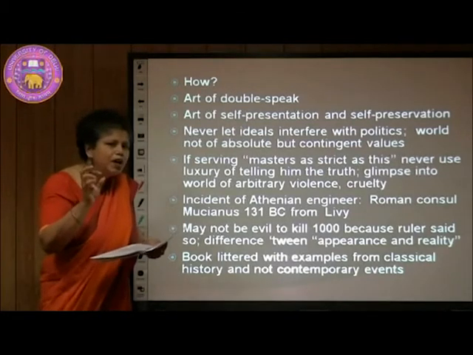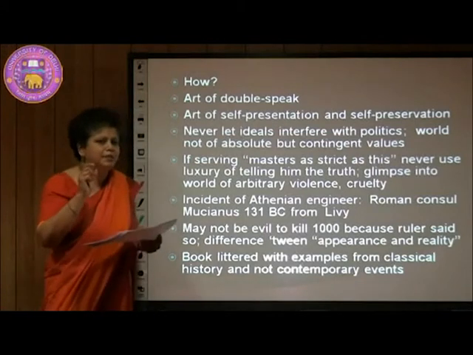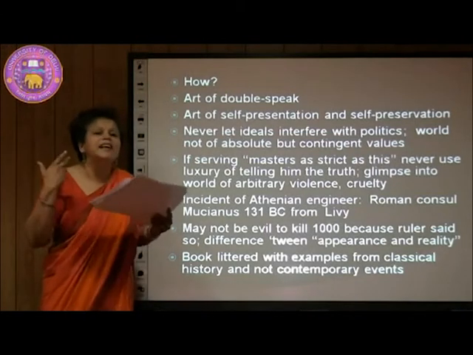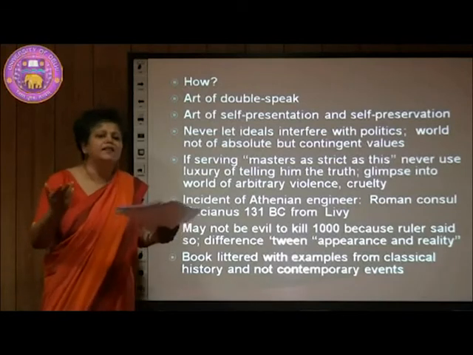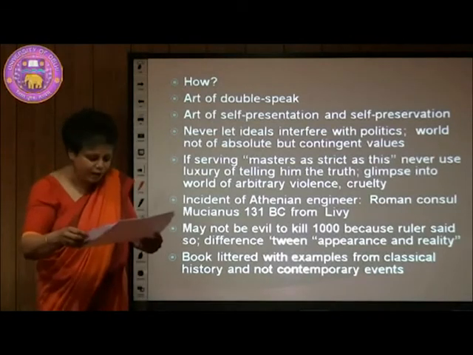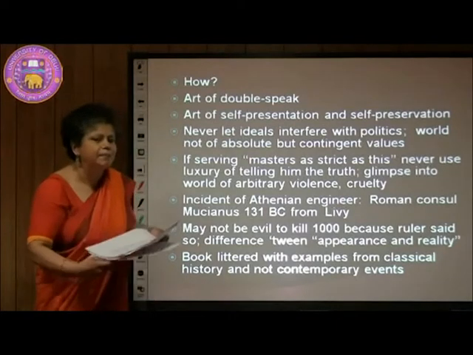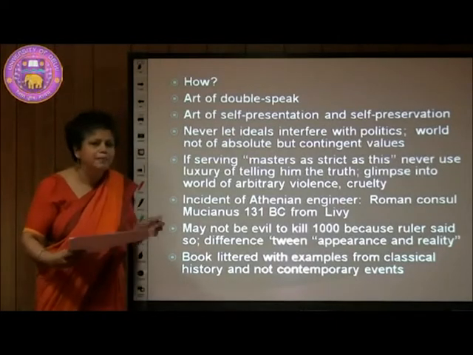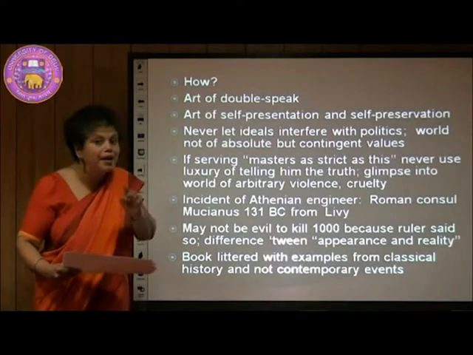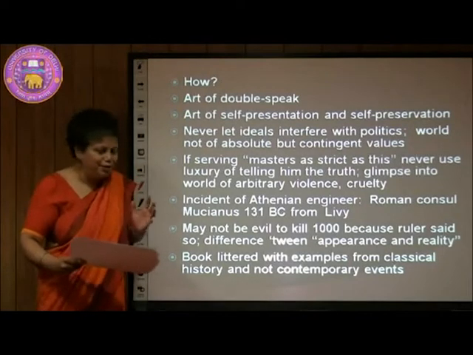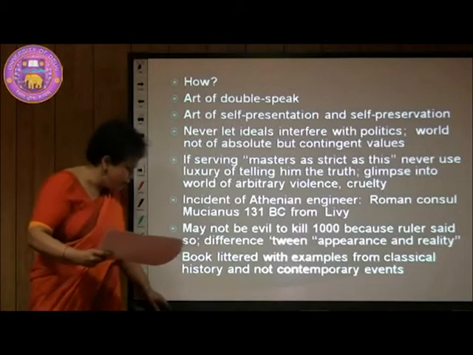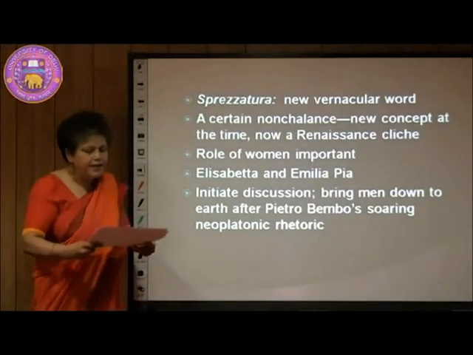All right, so he's talking about the difference between appearance and reality. He's talking about the world of politics, real politics, which is very different from the kind of idealized world where the virtuous are always rewarded and the evil are always punished. He also steers away from contemporary examples and only gives examples from ancient history, thereby also protecting himself, you understand, from any charges of favoritism or whatever.